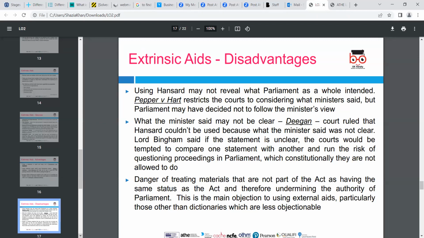Danger of treating materials that are not part of the Act as having the same status as the Act and therefore undermining the authority of Parliament. This is the main objection to the use of extrinsic aids, particularly those other than dictionaries, which are less objectionable.